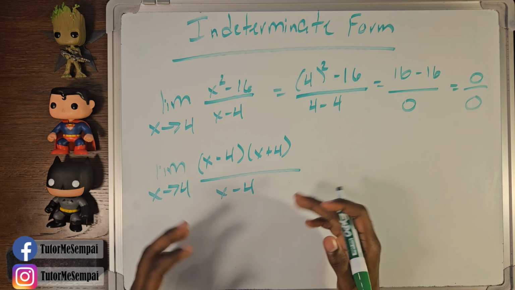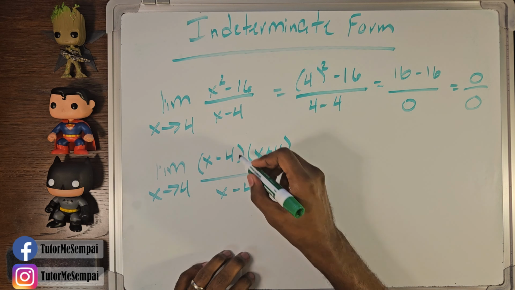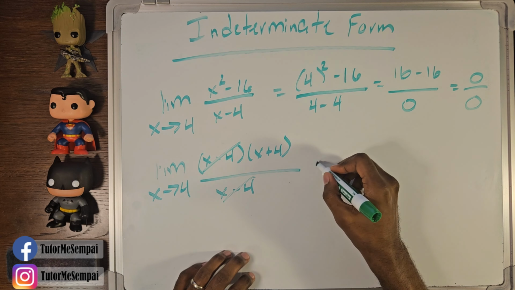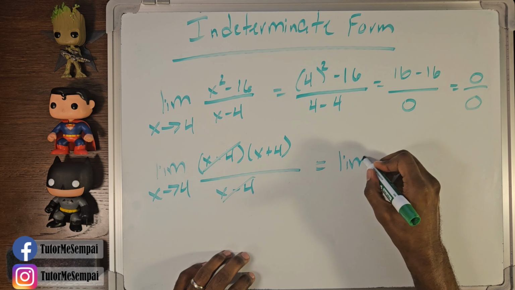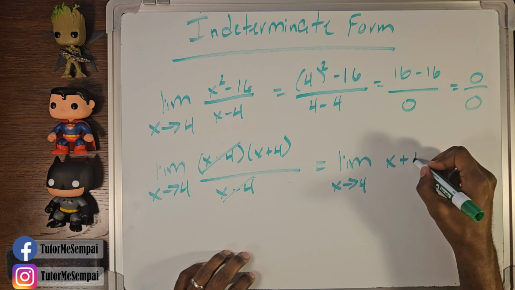Now we factor this out. Let's remove what we can. X minus 4 is on top and bottom, so we cross those out, leaving us with the limit as x goes to 4 of x plus 4.